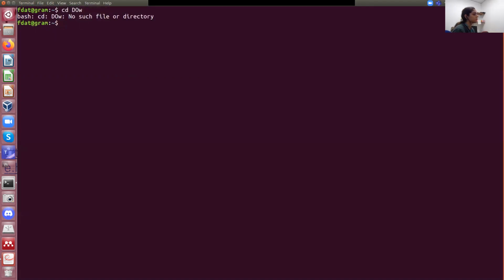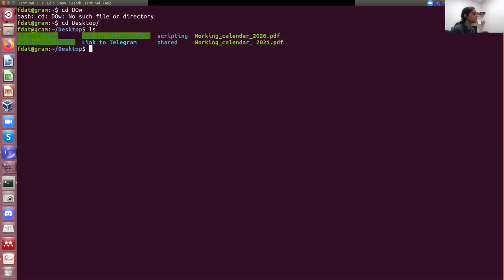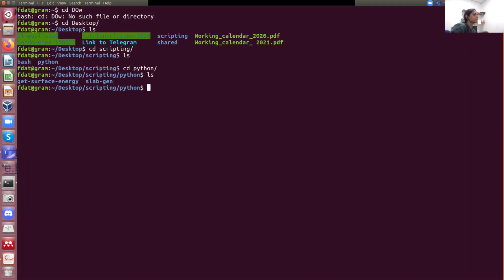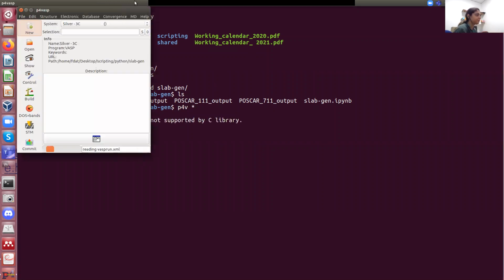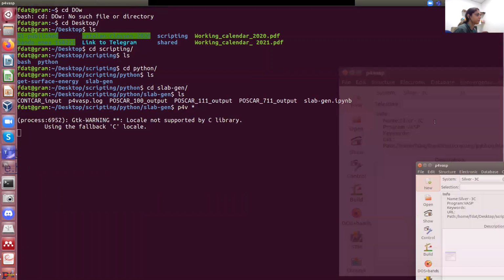Okay, so they say Python. We go for instance to SlabGen. Okay, in SlabGen you will see the input file. So CONTCAR input, POSCAR output, just to show you what it means. So if you do it like that, we should see all the structures.